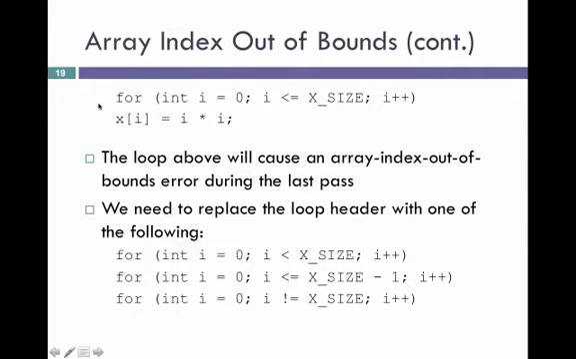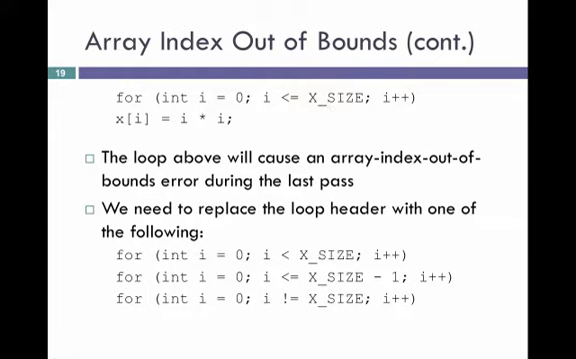Okay, so here's a for loop where we initialize I to 0, and we check if I is less than or equal to x underscore size, which is the size of the array, and then we increment I at each iteration of the for loop. Then we go ahead and we set a value in the array equal to this calculation. And here we're going to get an array index out of bounds on the very last step, because we'll be indexing one location past the end of the array.